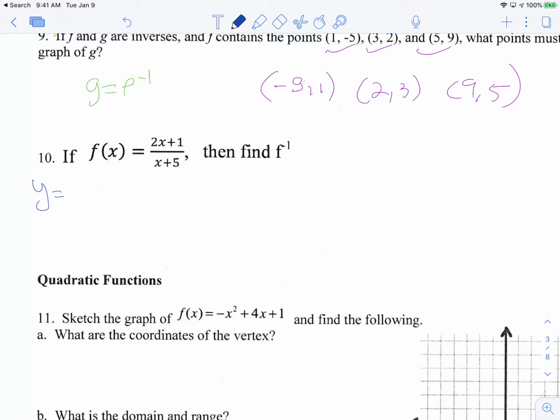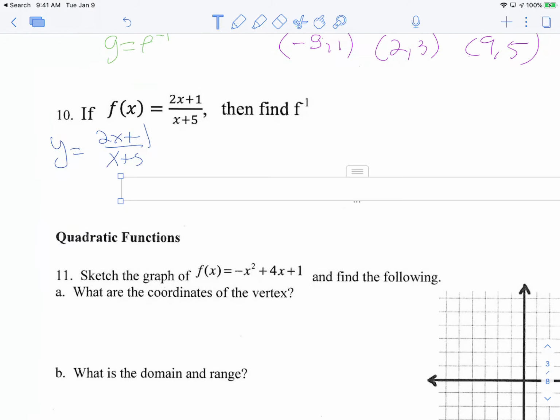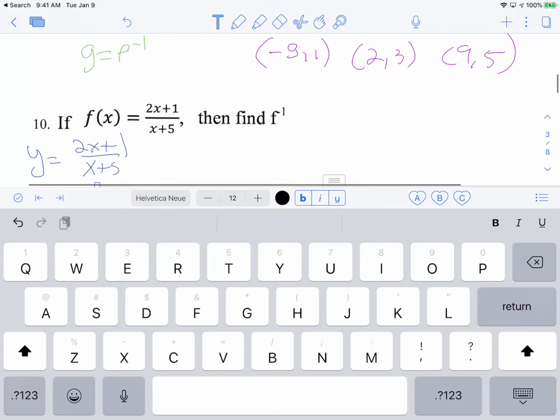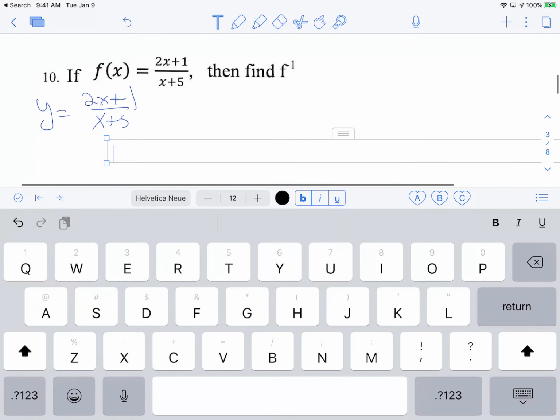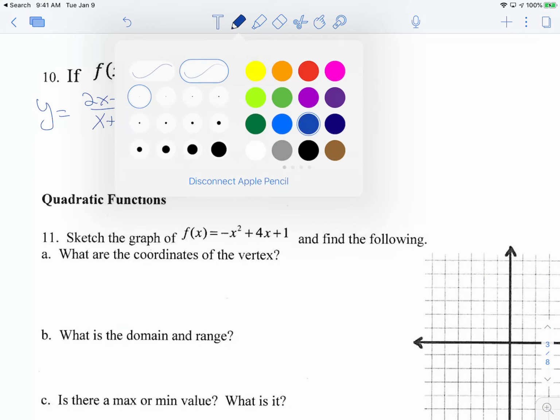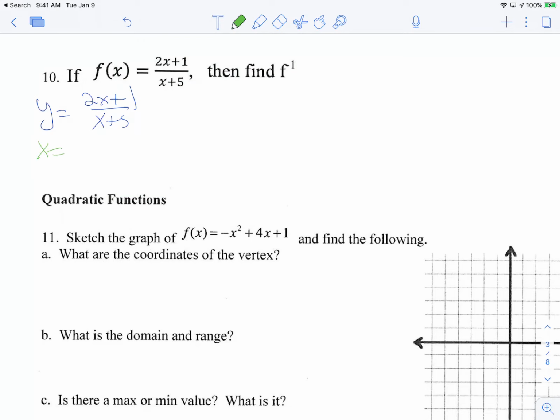Remember, our first step is to rewrite this as y equals 2x plus 1 over x plus 5, and then swap out the x's and the y's. Swap out the x's and the y's. So x is equal to 2y plus 1 over y plus 5. And then we do some careful manipulation here. We're trying to get y by itself. So I'm going to multiply both sides by y plus 5.